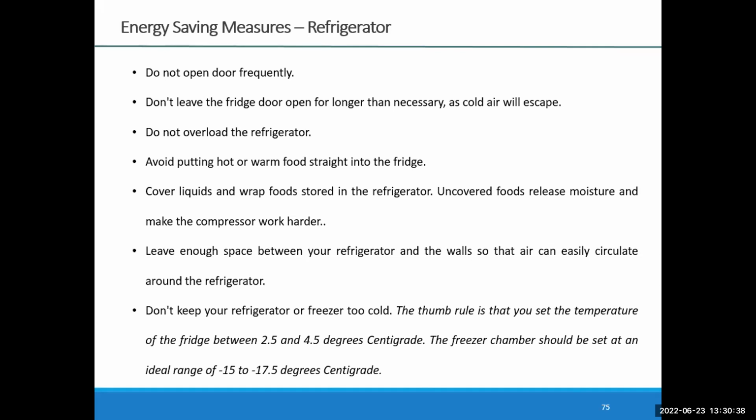Cover lids and wrap food stored in the refrigerator. Uncovered food releases moisture and makes the compressor work harder. That means it will make the compressor work more.